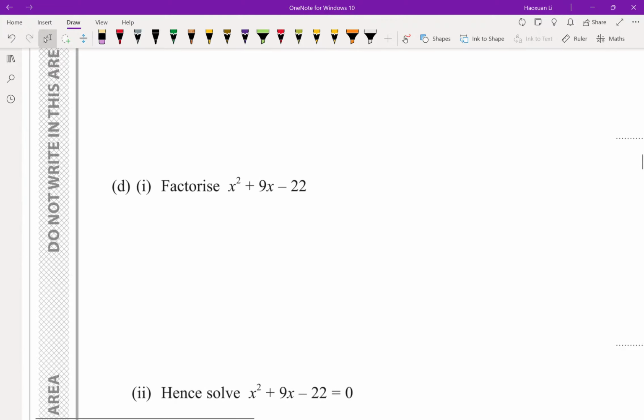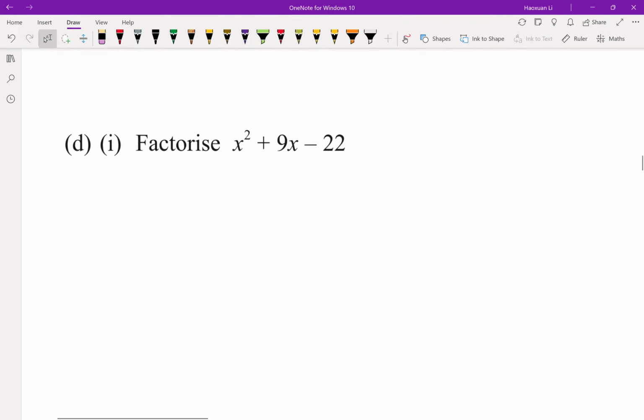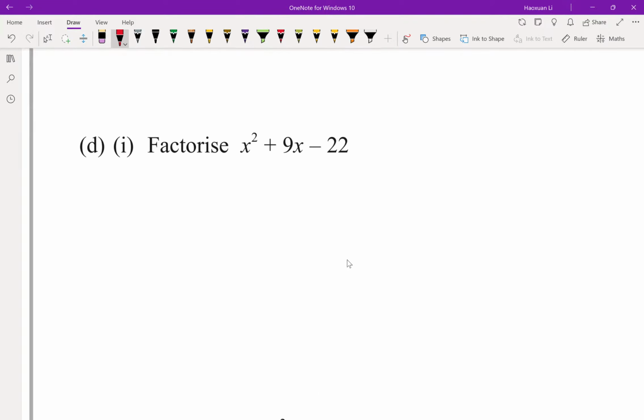Now factorize x squared plus 9x minus 22. Alright, you would easily struggle with that sometimes, but let me teach you a quite easy way that will get you through the exams. So x squared has coefficient 1, so 1 times 1 is 1. So for negative 22, disregard the negative first and think about the appropriate factors of 22.